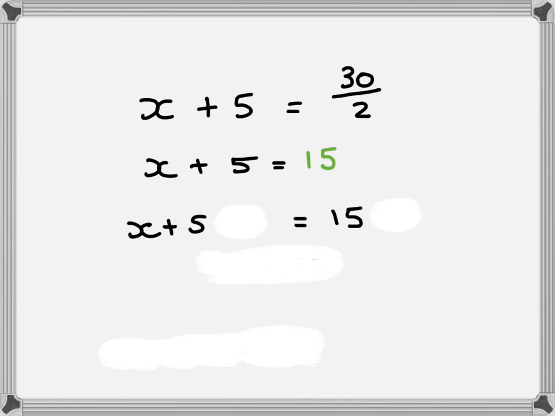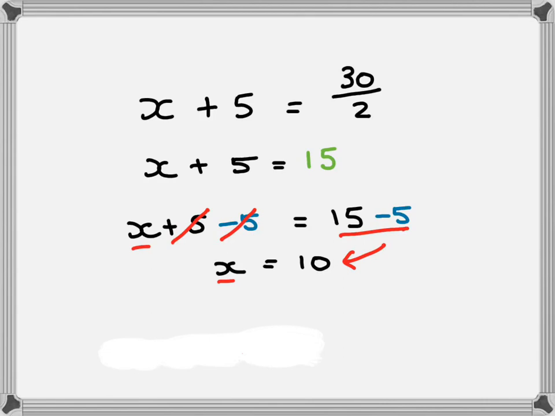And now we're going to take our 5 away on both sides. We minus a 5 here. And because we did it on this side, we have to also do it on the other side. So what are we left with now? We are left with x equals 10 because this 5 cancels out that 5 and 15 minus 5 is 10. So that x came and stood here and this was written there, the answer to that.